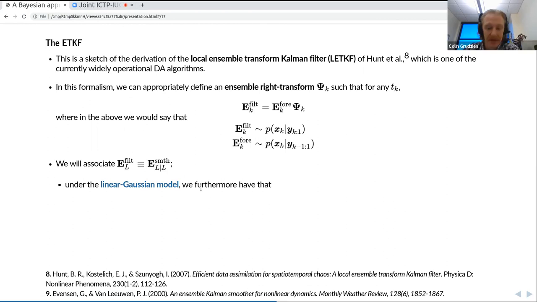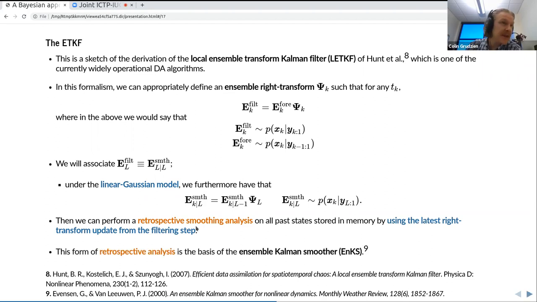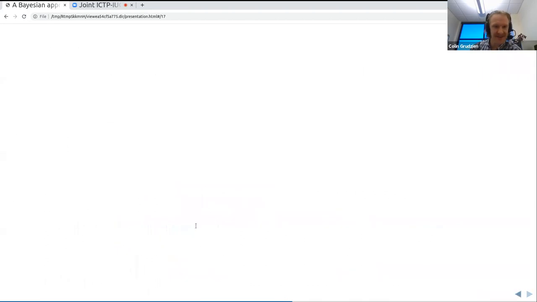Under the linear Gaussian model, we have furthermore that the ensemble transform from the filtering step can be used to update a smoothing estimate. Say we have the smoothing estimate at time k, given observations up to L-1; you can right multiply by the filtering transform and condition on the current observation. This then performs a retrospective smoothing analysis on all past states stored in memory by using the latest right transform from the filtering update step. And this is at the basis of the ENKS, which I think we have just a minute to go through.